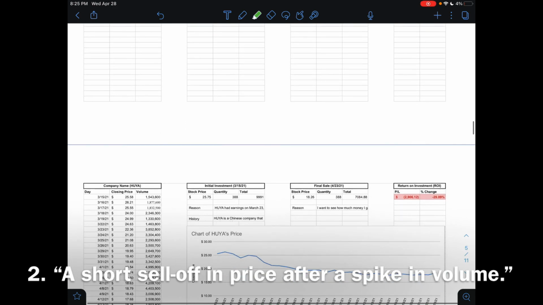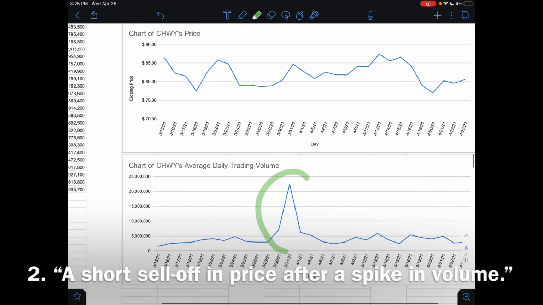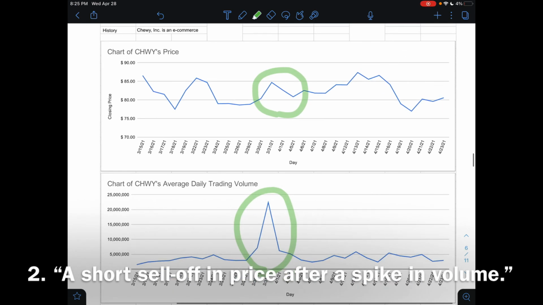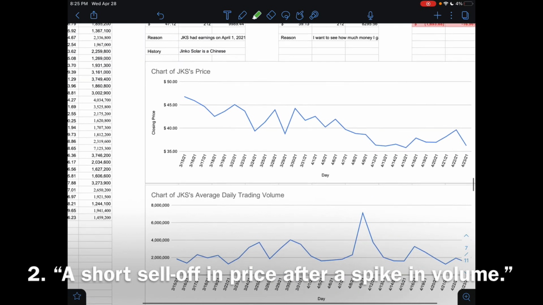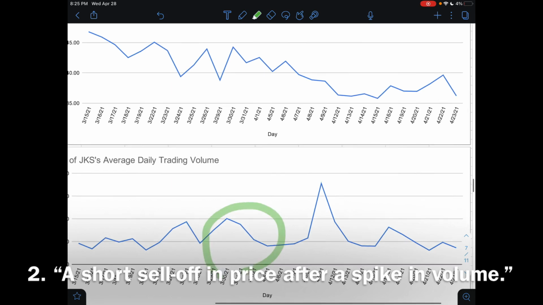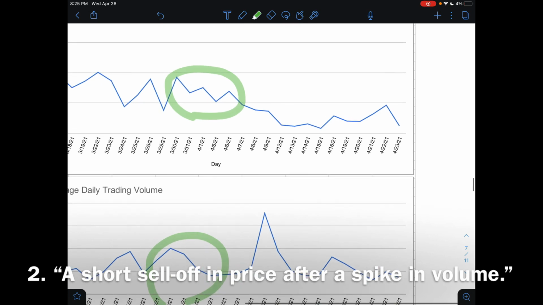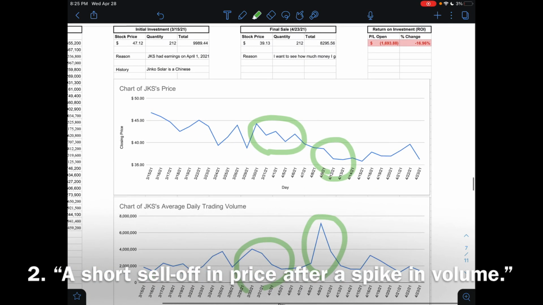Next is Chewy. Right here, as you can see, this spike in volume and then the short sell-off in price. And then Jinko Solar. They had earnings on April 1st. There was a spike in volume around that time, and then there was a sell-off. And then you can count this spike in volume right here, another sell-off in price.